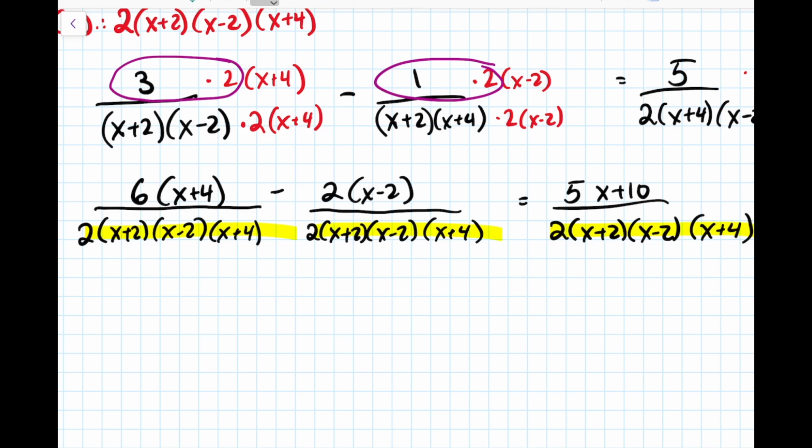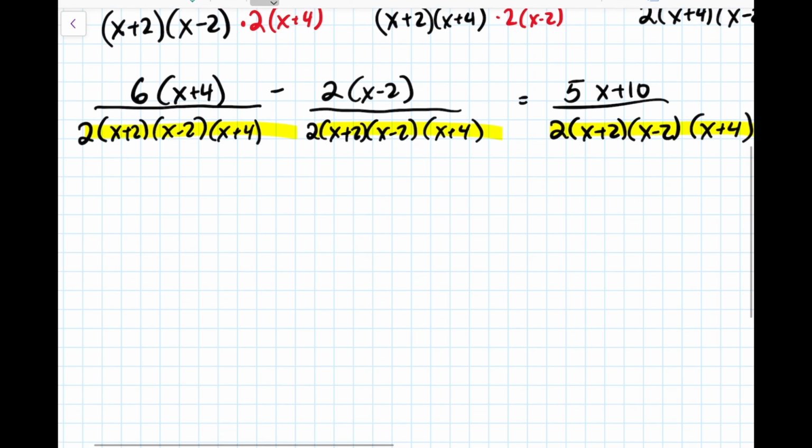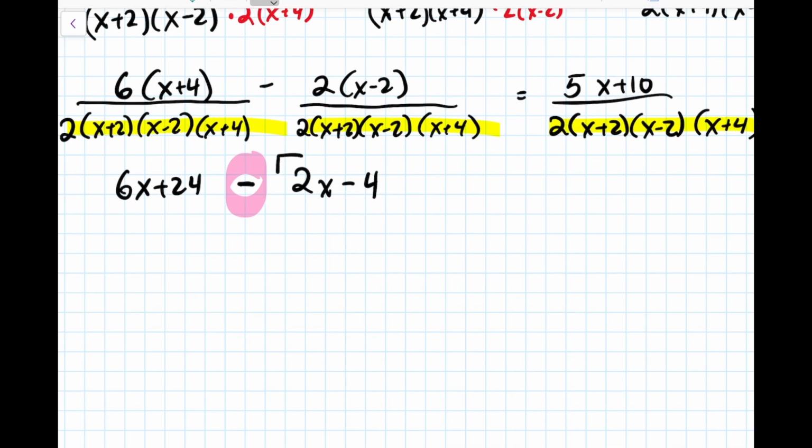And so if we multiply everything that we've got, on the left, 6 times x plus 4 is going to get me 6x plus 24. 2 times x minus 2, keeping in mind that we do have a negative here, so we are going to have to be really careful with this negative. We're going to get 2x minus 4, and we're going to have to remember we are subtracting that entire thing. And on the right side, we've just got that 5x plus 10.